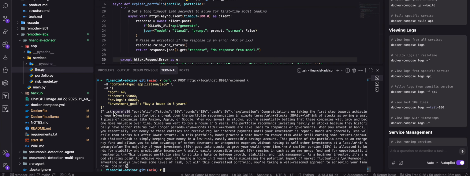Let's look at the risk score, and this is the rest of our portfolio allocation. So in my case, my agent is saying stocks 80%, bonds 15%, and keep cash at 5%. And then here it just gives me an explanation of why it happened, where you can invest in what stocks.